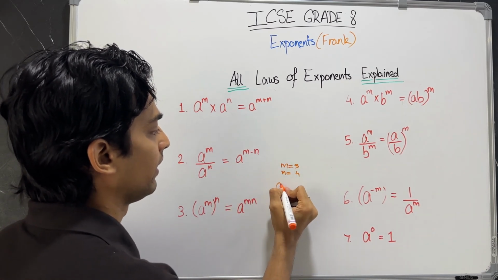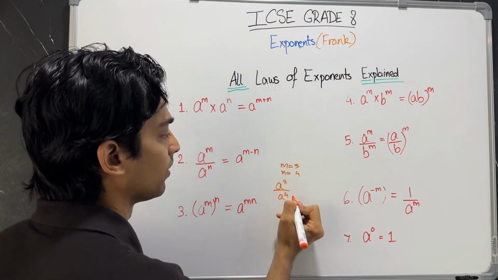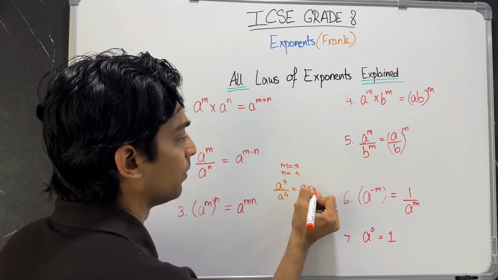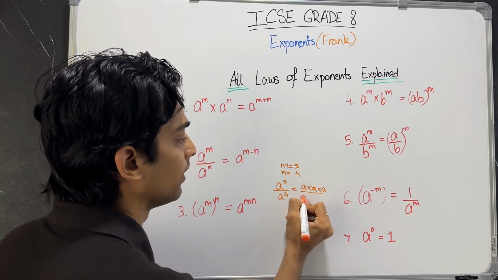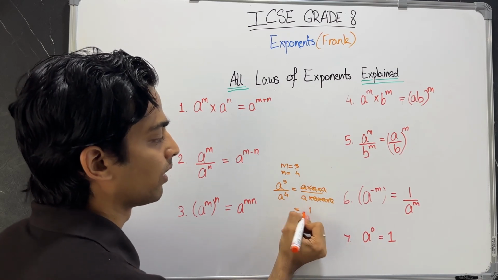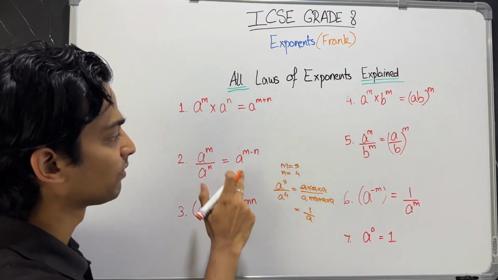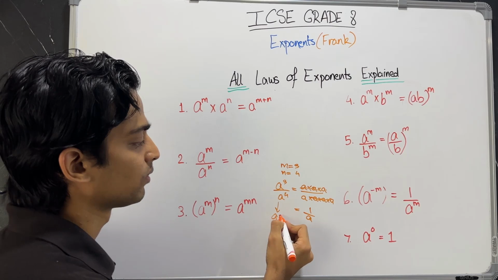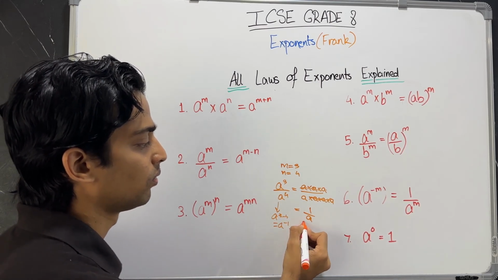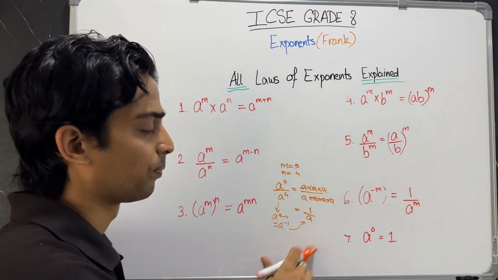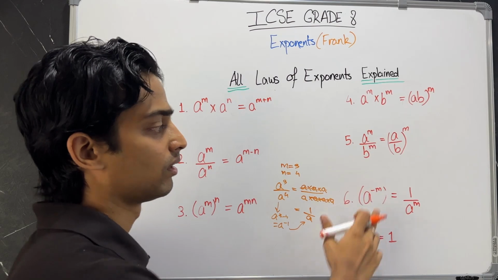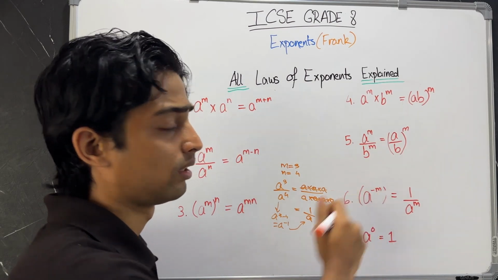So if we write a raised to 3 upon a raised to 4, when we cancel out, we get a into a into a upon a into a into a into a. When we cancel it, we get 1 upon a. And when we use this formula, we get a raised to 3 minus 4, which is a raised to minus 1, which is equal to 1 upon a. That is how we get the reciprocal. So any exponent, if it's a negative, it will be 1 upon that whole number.